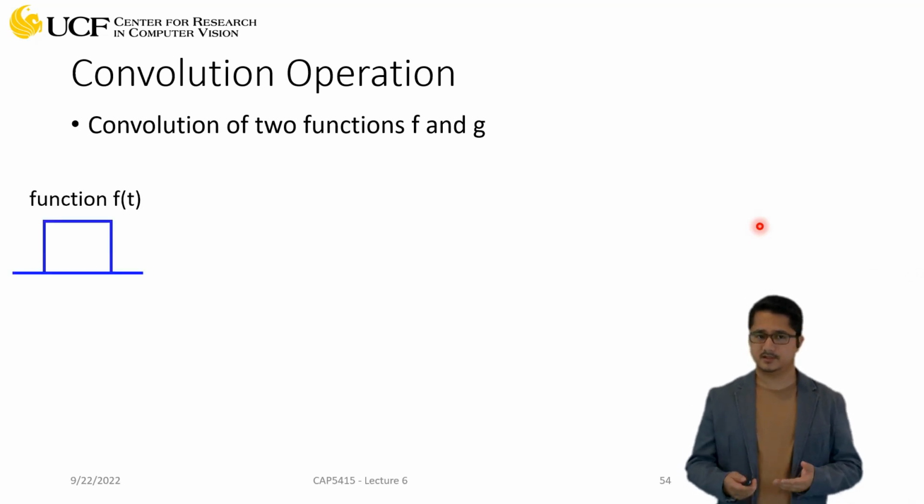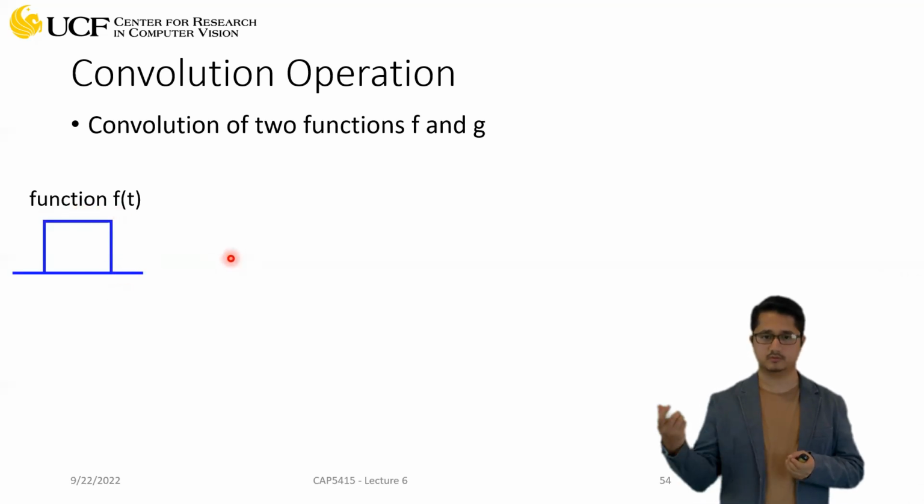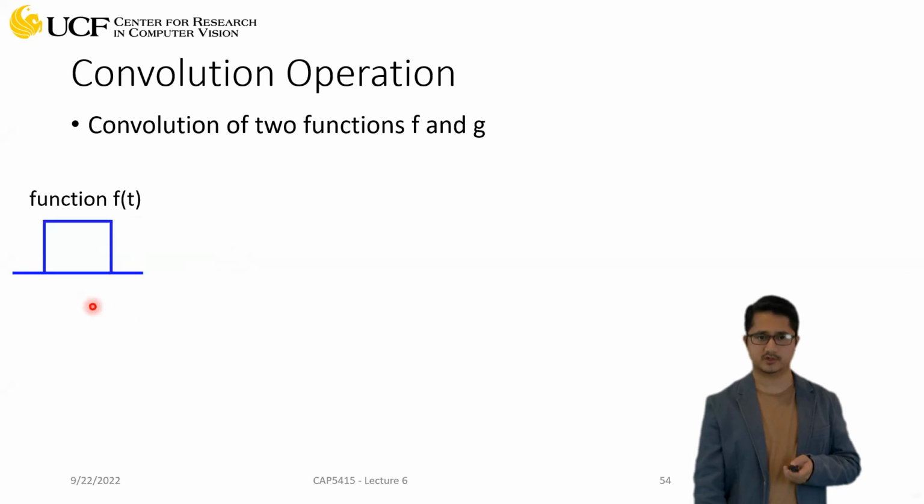So let's say we have a function f(t), and you can see it's a simple step function, or you can say a unit function. From negative infinity, it's at 0. As you come to this point, it directly jumps to 1 and stays there, and then comes down and again remains 0 as we go to plus infinity. So that's a simple function.